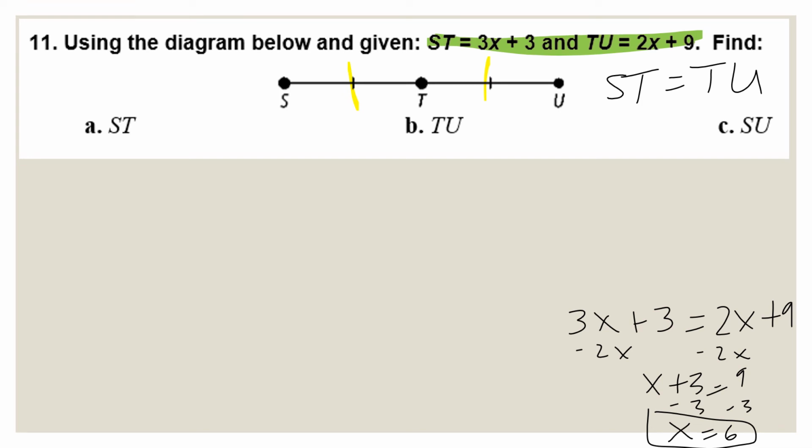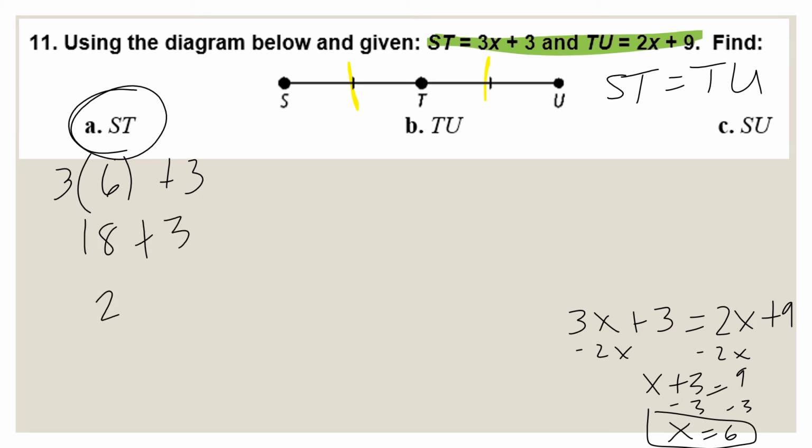So if we just find ST first, right? We're looking for the measure of this. So remember, if there's no line on here, we're finding how much it equals, the length, the distance. So 3 times 6 plus 3. 3 times 6 is 18, and 18 plus 3 is 21. We know that ST equals TU, right?